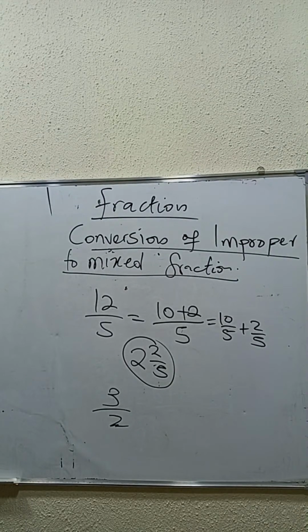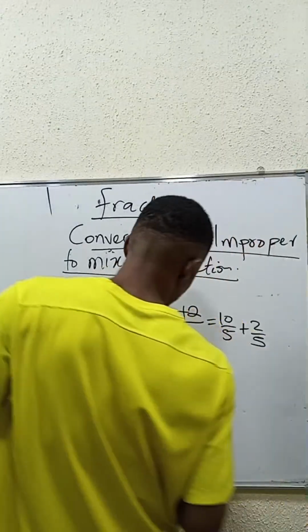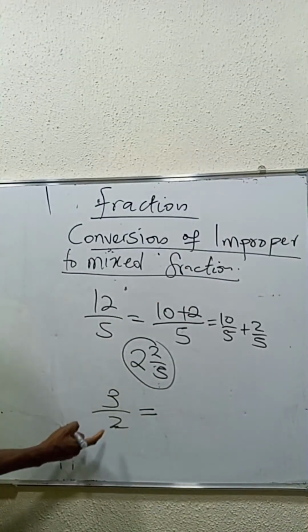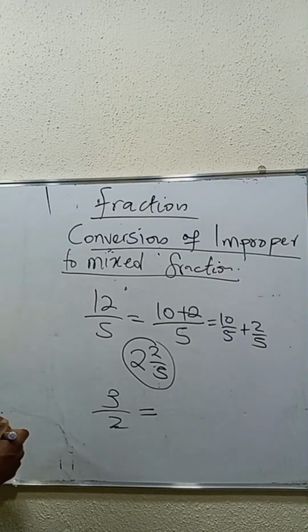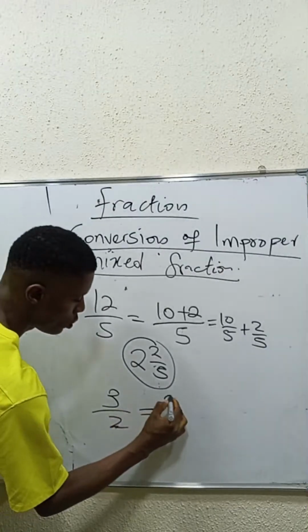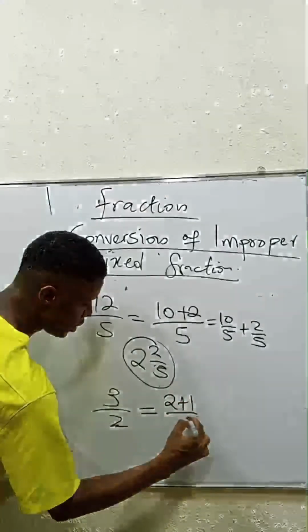We are not converting to decimal. We are actually converting to improper fraction. Okay? All you have to do here is very simple. How many times can 2 go into 3? 2 plus 1 is 3.